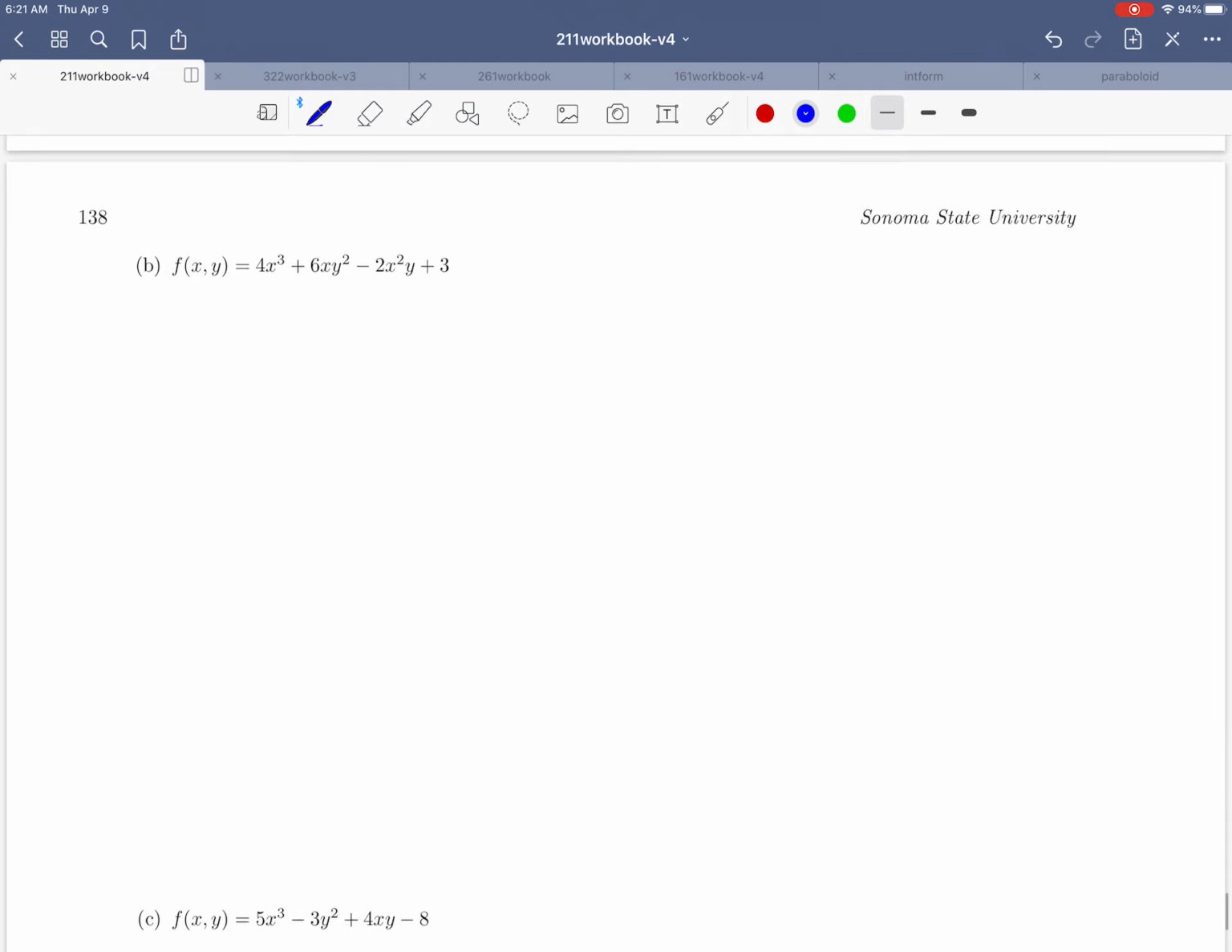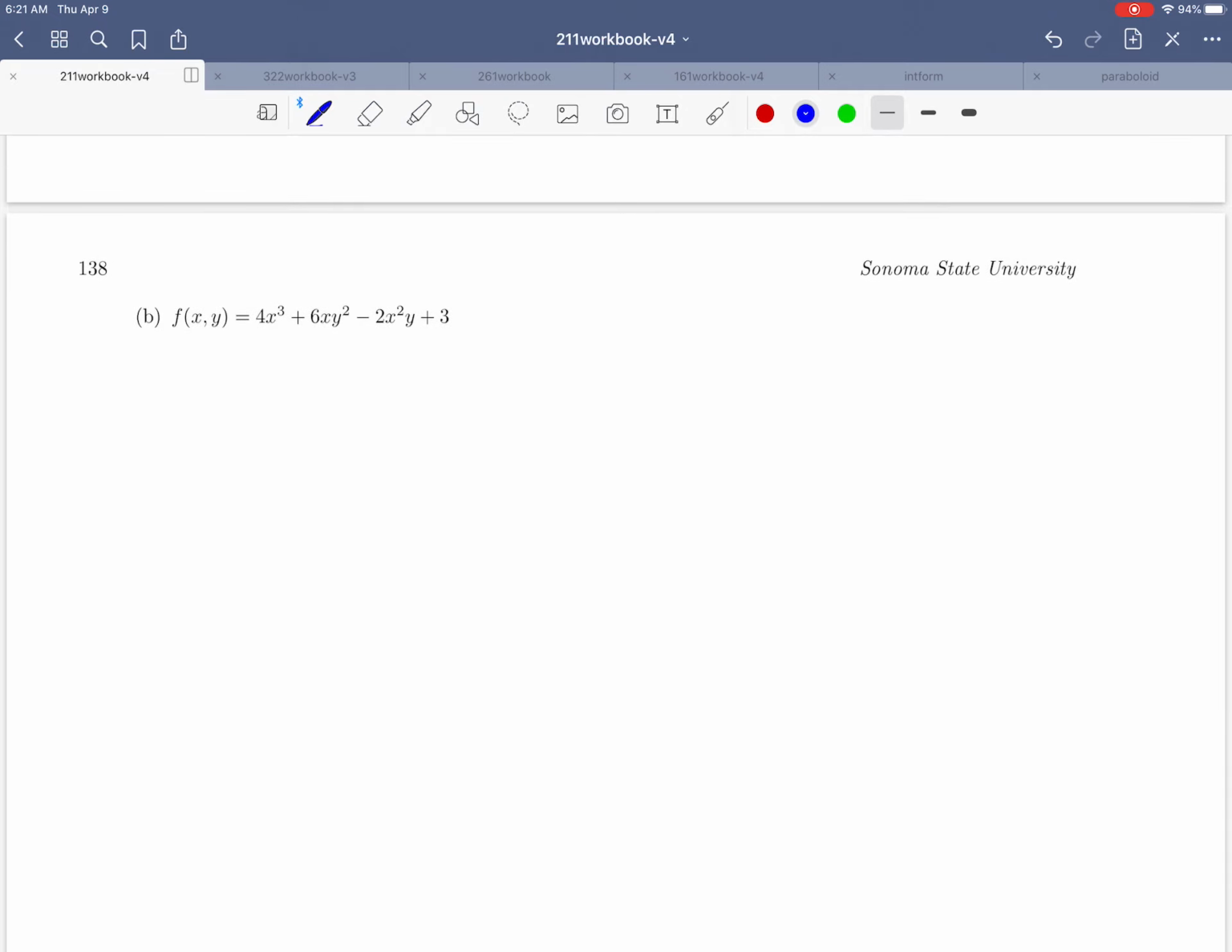Okay, so same instructions for this question. They're asking us to find the partial derivatives with respect to x and y. Okay, so we'll start with the derivative with respect to x. Maybe remind ourselves that when we take that derivative, we're holding y constant.